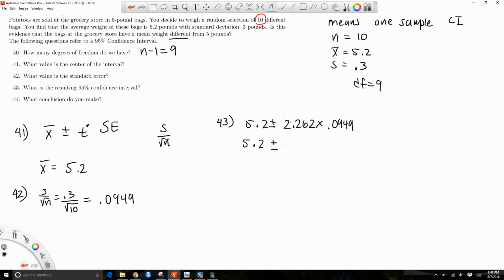So our t star, right? This is just x bar plus or minus t star times our standard error. Okay, so we established our standard error is 0.0949. And then t star, if you look up 9 degrees of freedom, 95% confidence, you get 2.262. So here I get 5.2 plus or minus 0.215. And so that gives me 4.985 to 5.415.